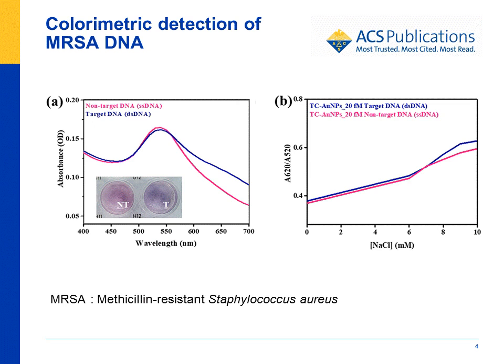Next, we hybridized the ssDNA probe of methicillin-resistant Staphylococcus aureus with its complementary DNA, here referred to as target DNA, and a non-complementary DNA, here referred to as non-target DNA. The aggregation behavior of TC-AuNPs in the presence of hybridized non-target and target MRSA DNA was analyzed in the presence of varying concentration of salt. We found that at 8 millimolar NaCl and 20 femtomole of DNA, a visible color change from red to blue occurred in the presence of target DNA, as indicated by the photographs and the spectral readings.